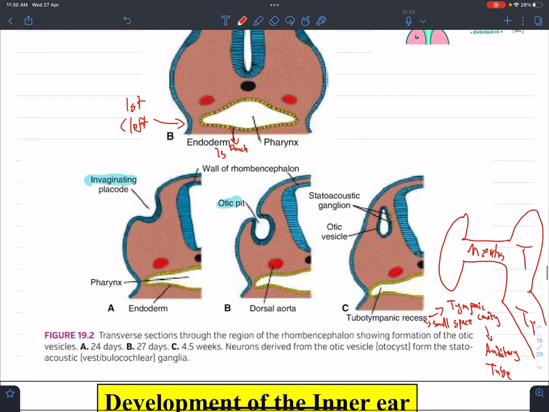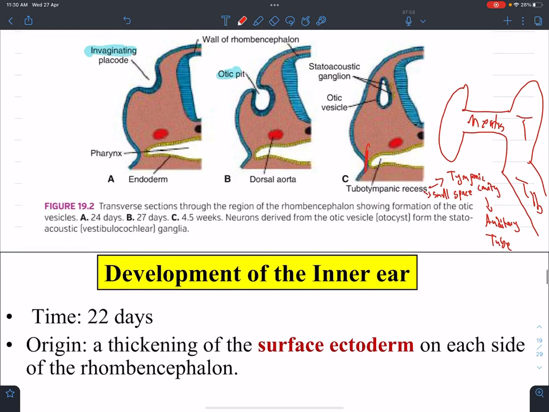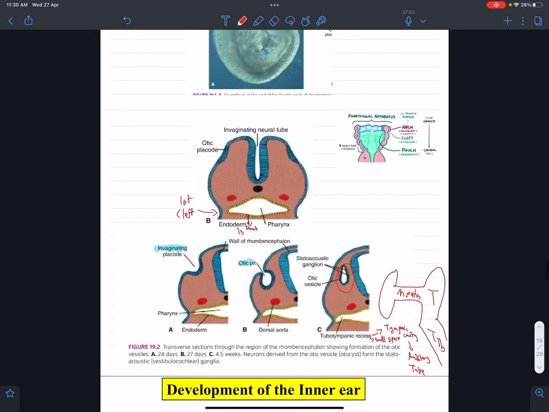So that's what I want you to know. When I tell you the development of the external ear is developed from where? From the first pharyngeal cleft. Middle ear, first pouch. The inner ear from the otic vesicle, from the surface ectoderm. Okay? Otic vesicle from the surface ectoderm on each side of the rhombencephalon. Okay? We finished the development of the ear.